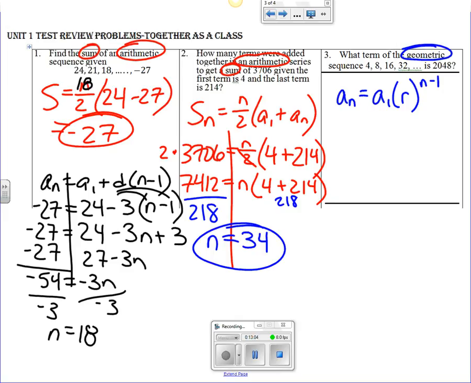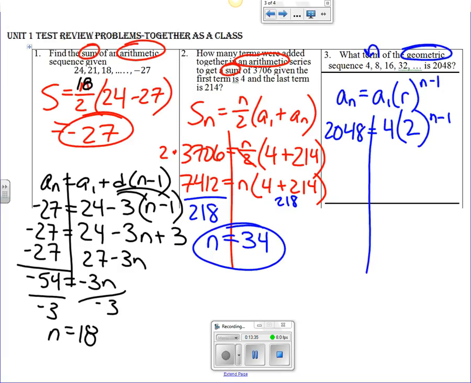Okay. All right. Jonathan, do we know AN? What is it? Yep. AJ, do we know A1? Rudy, do we know R, or can we find it? How do we find it? Very good. Excellent. He said 8 divided by 4. To get R, you divide. Very good. That gives you 2 to the n minus 1. Okay? So we just have one letter, so it's solvable.